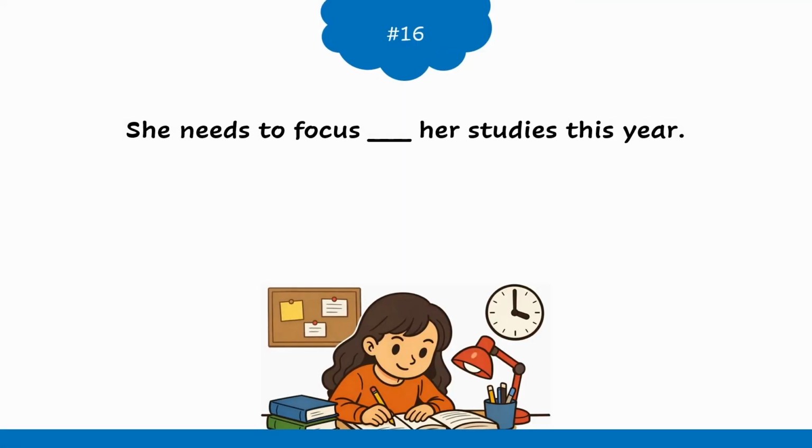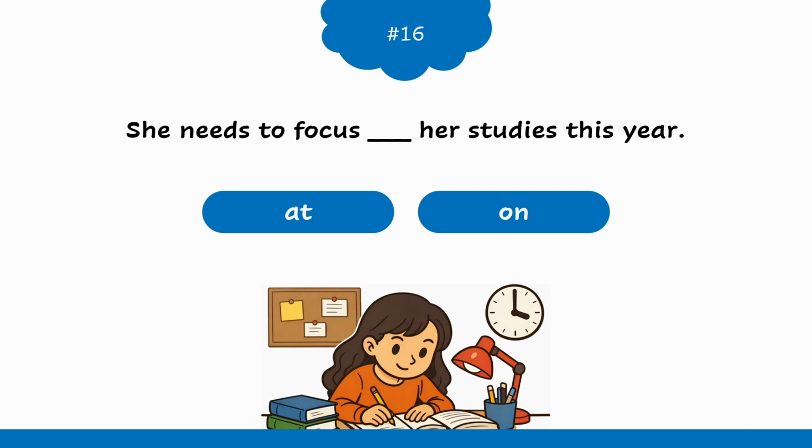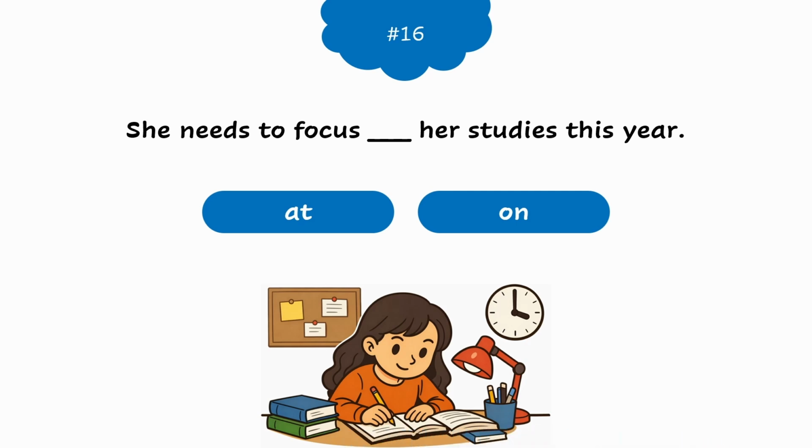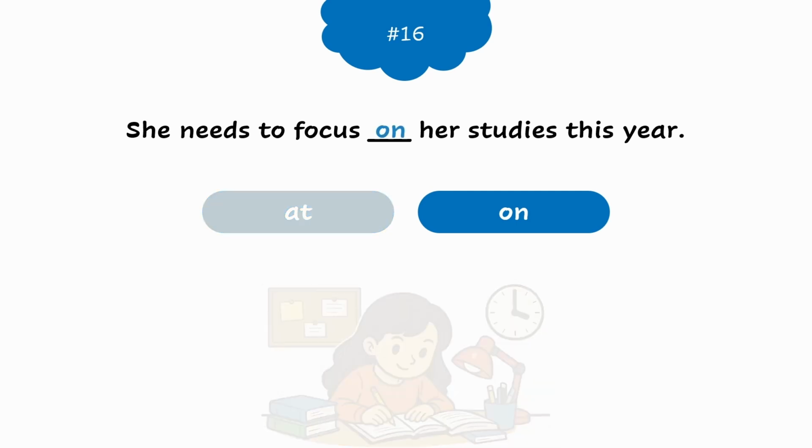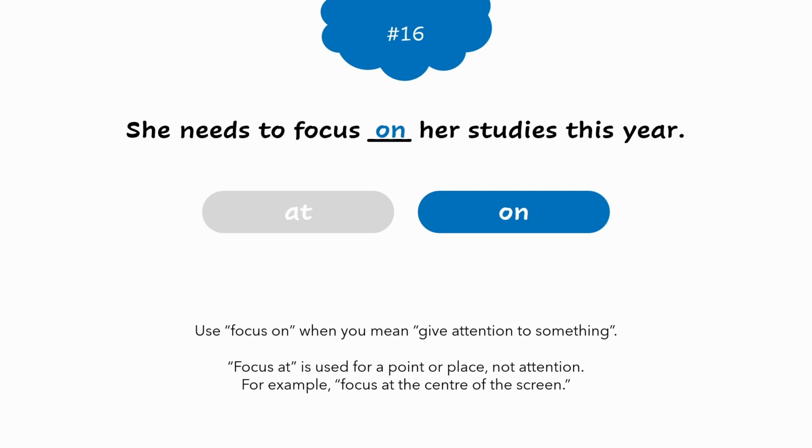She needs to focus ___ her studies this year. The correct answer is, she needs to focus on her studies this year. Use focus on when you mean give attention to something. Focus at is used for a point or place, not attention. For example, focus at the center of the screen.